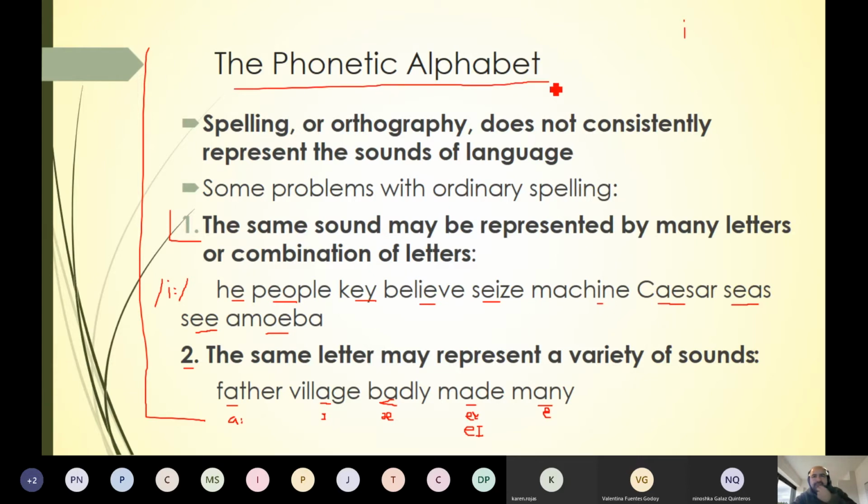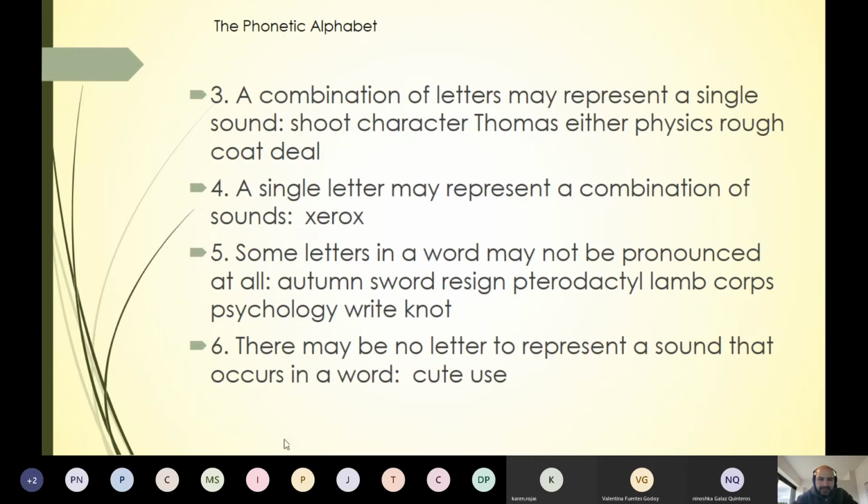Why is the phonetic alphabet necessary? The next slide, I would like to divide it into two. We have 3, 4, 5, and 6. So 3 and 4 for one participant, and 5 and 6 for another one. So Viviana, can you take the first two? Margaret, can you take the next two, please? Yes. Thanks so much. All right, wonderful.